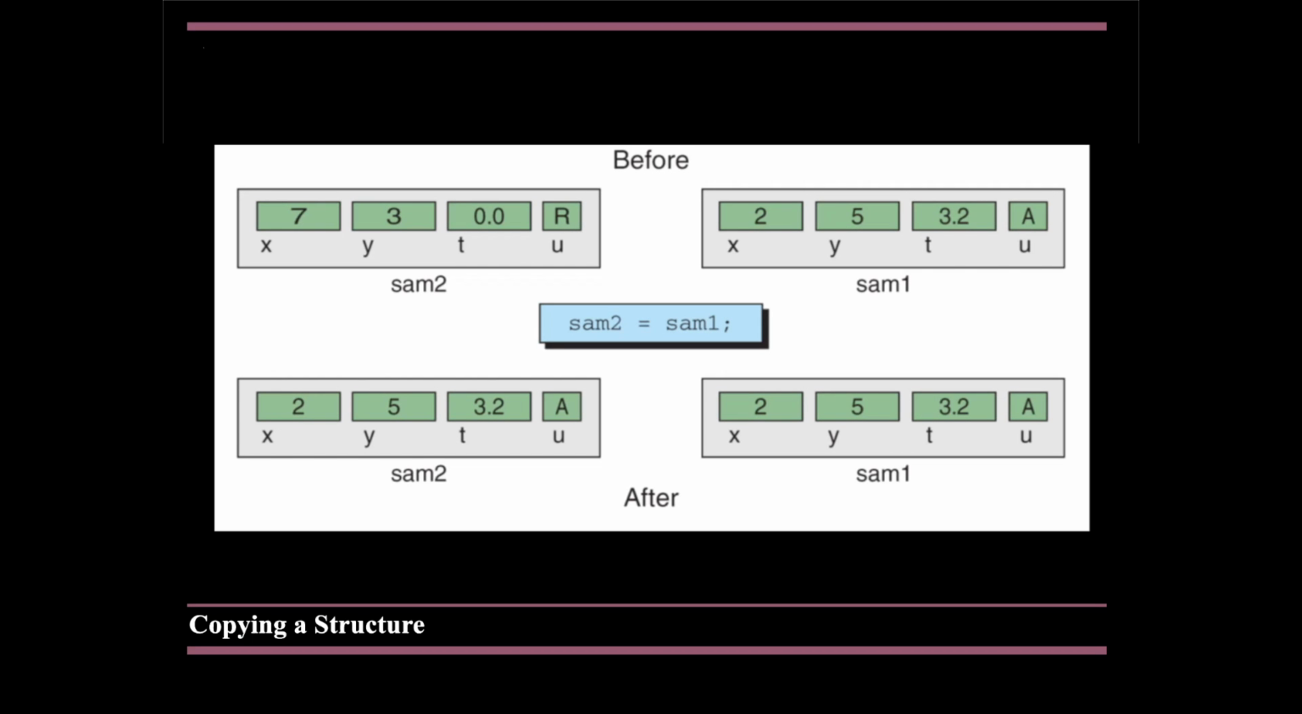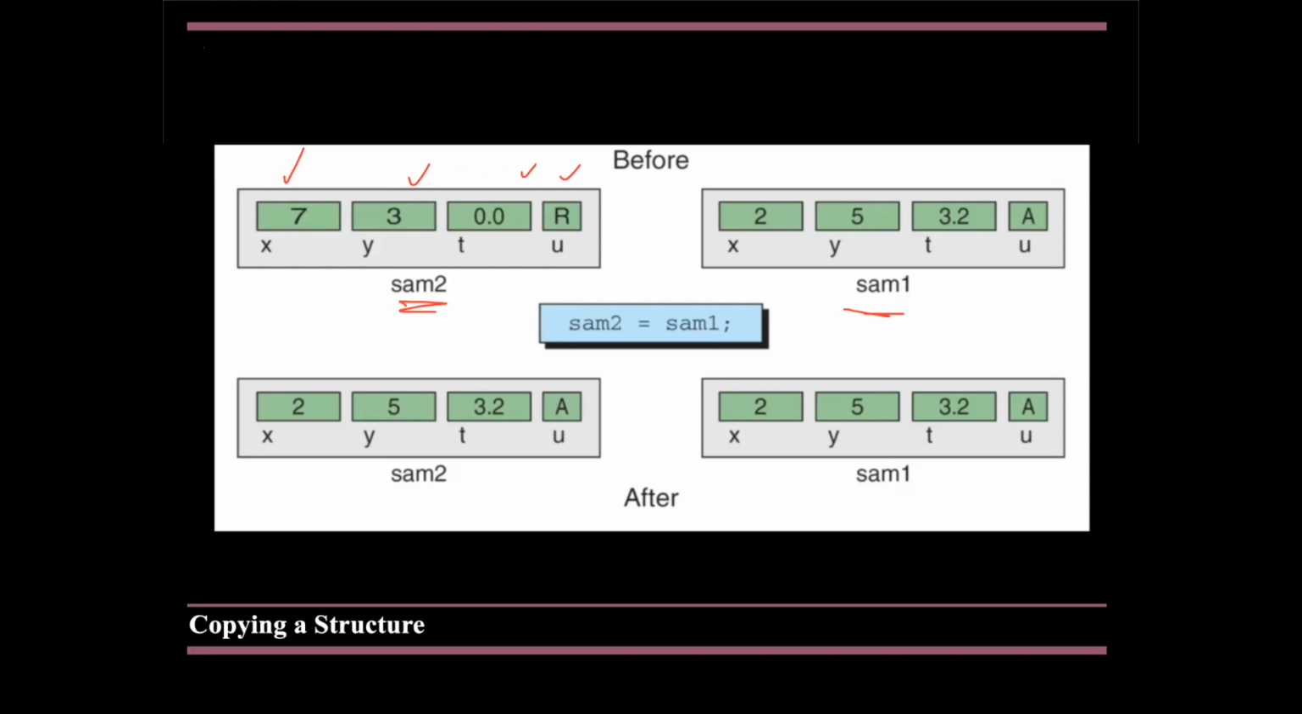The structure is an entity that can be treated as a whole. So assuming we have the same structures here, two integers, one float and one char, and SAM1 and SAM2 represent two different instances of the structure in memory. The very first operation that we want to consider is copying one structure over the other.